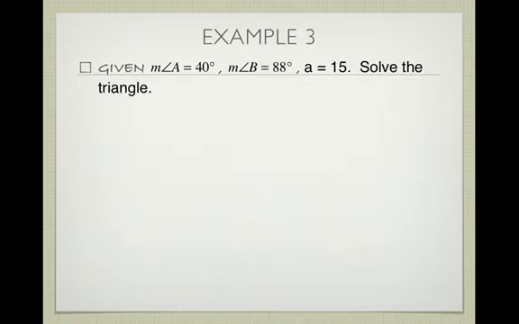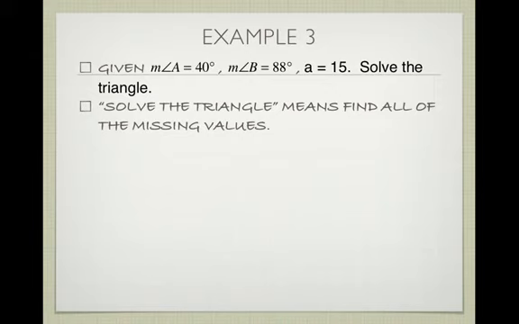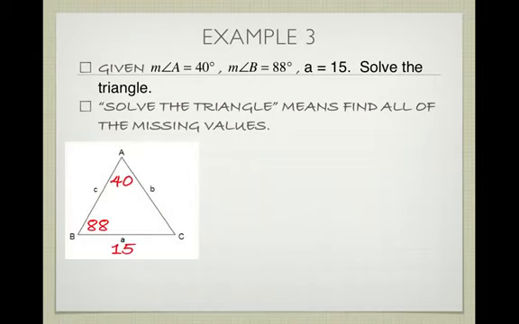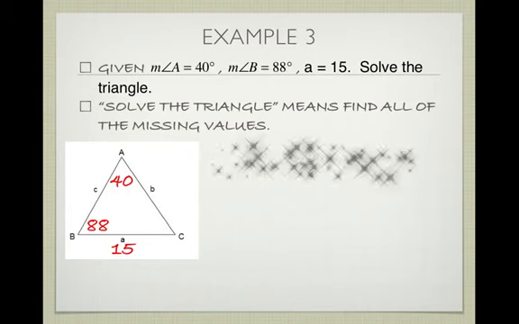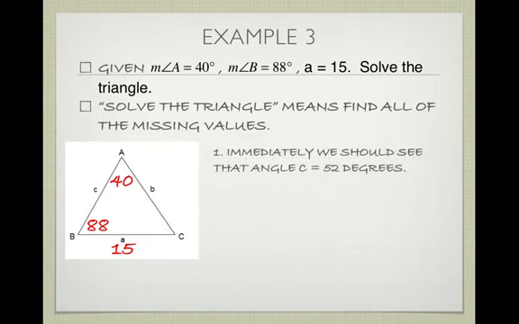And here's your final example, example 3. Solve the triangle. Solve the triangle means find all the missing values. That means angles and sides. So any angle or side that isn't already given, we're going to have to figure out. There's our triangle, there's our values. Immediately we should see that angle C is 52 degrees, piece of cake.